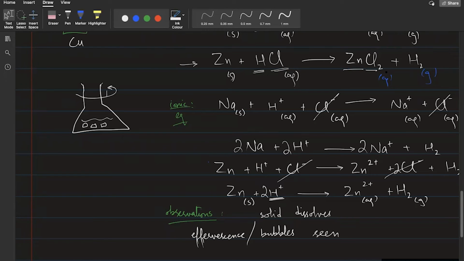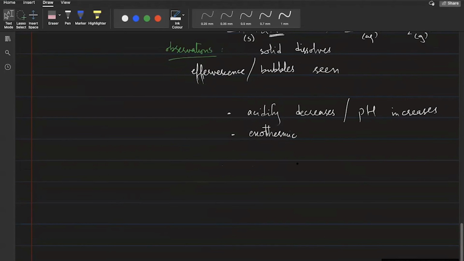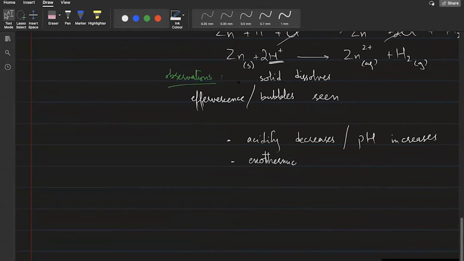Why does hydrogen give you a pop sound? Because hydrogen by nature is explosive. A highly exothermic reaction happens in a very short amount of time. So it kind of explodes, and that is the sound that you hear. Okay. So that was the reaction of solid metal with acid.